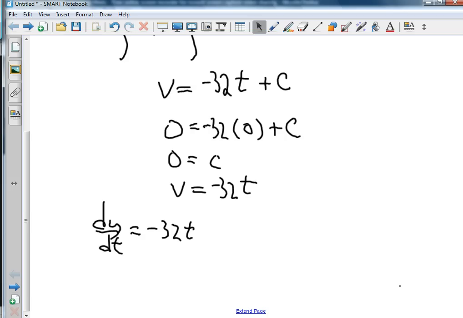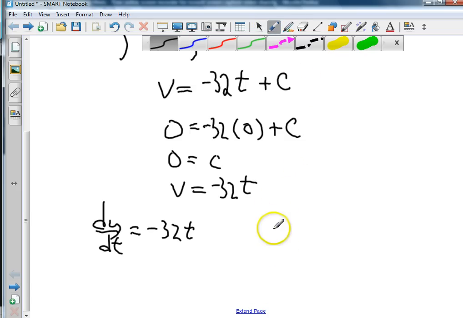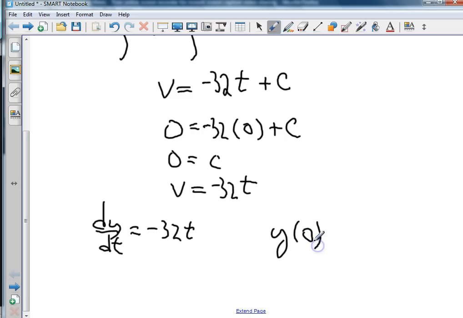Okay, I'm good. So this is an initial value problem because I'm trying to find y as a function of t, but I know one value on the y curve. y of 0 is when I dropped it. How high was it, did I say? I was on the roof of a building that was 100 feet high, okay? So my initial condition is that y of 0, how high up off the ground I am, is 100 feet.